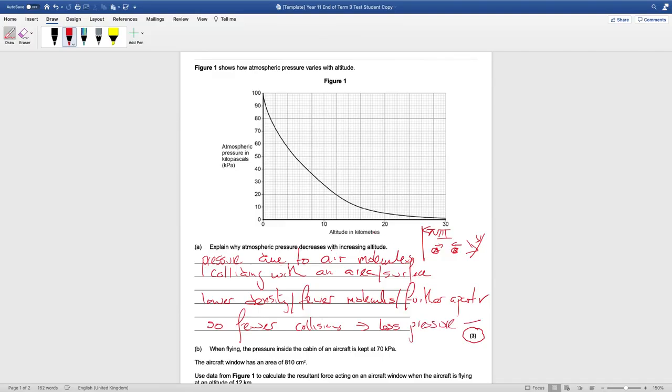So see how the answer is structured. When you have a 3-mark question, you need to look for your 3 independent points to make. What causes the pressure in this case? What's different about the high altitude? And as a consequence of those 2, why the pressure would be less.